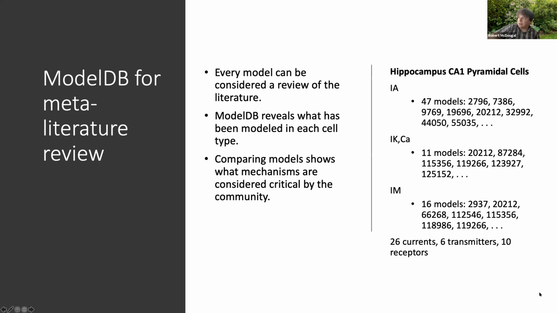And so this gives you a sense of a meta literature review, and lets you see what other modelers have included. Because when you're doing a model, you're by definition trying to simplify. You're trying to build something that reproduces the key aspects that you're interested in. You're not trying to include every detail that you know. But 47 authors thought an A current was important enough to include.